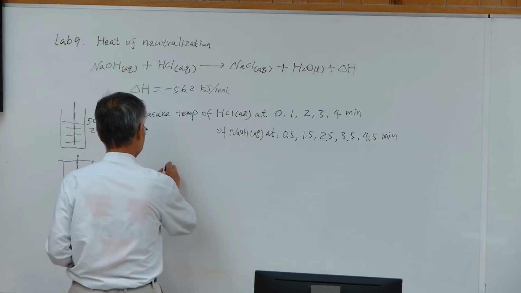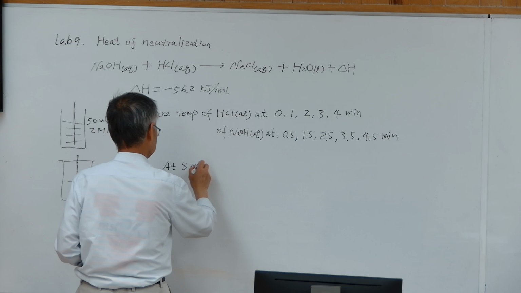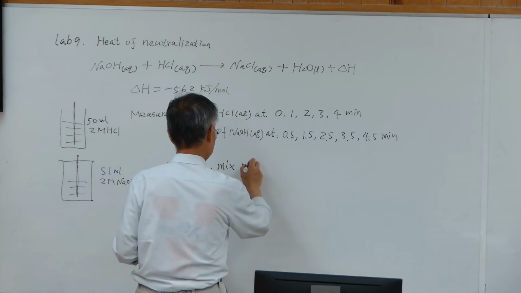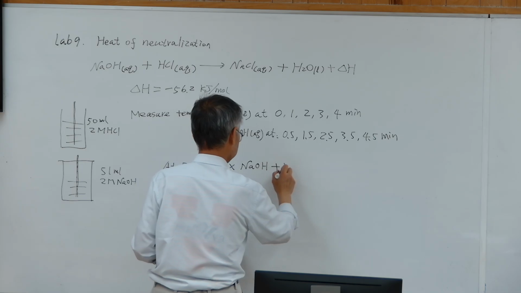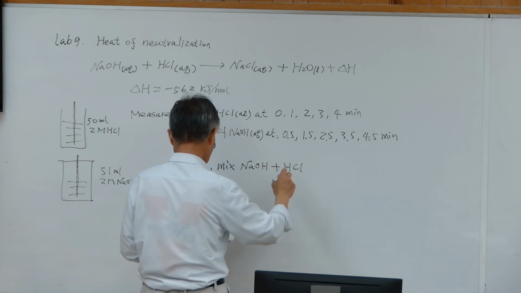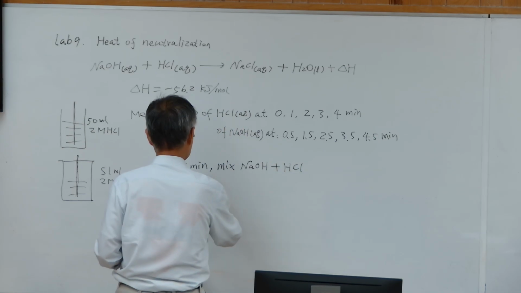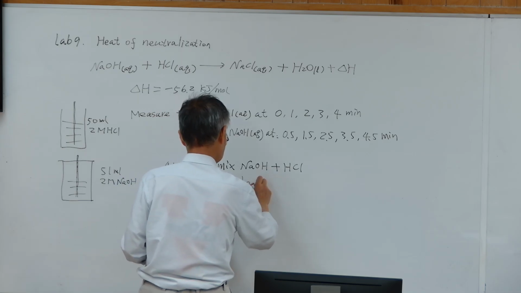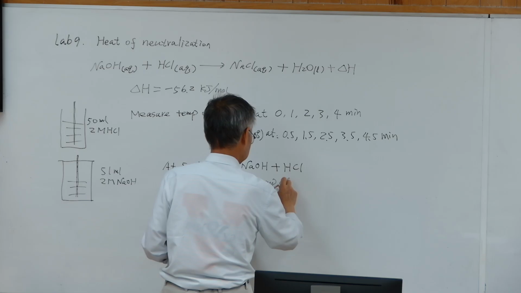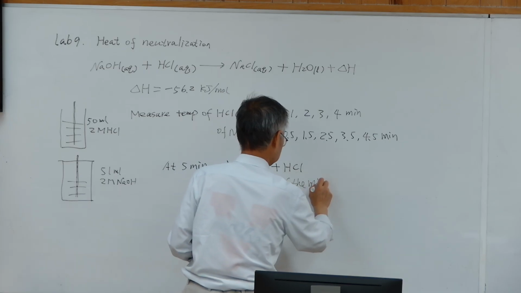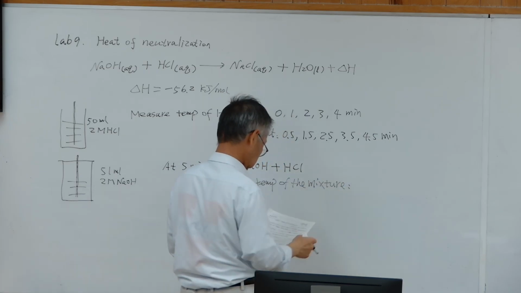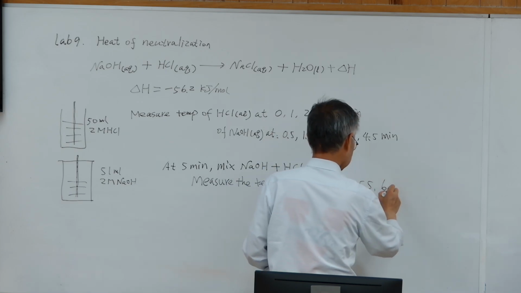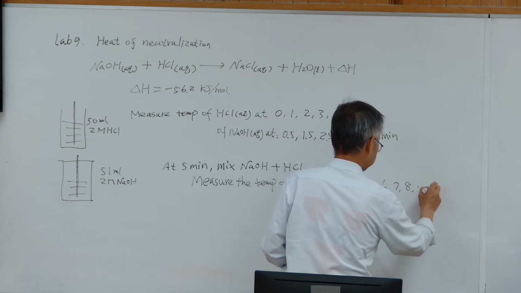Then at 5 minutes, you mix NaOH with HCl and measure the temperature of the mixture at 5.5, then 6, then every minute up to 15 minutes.